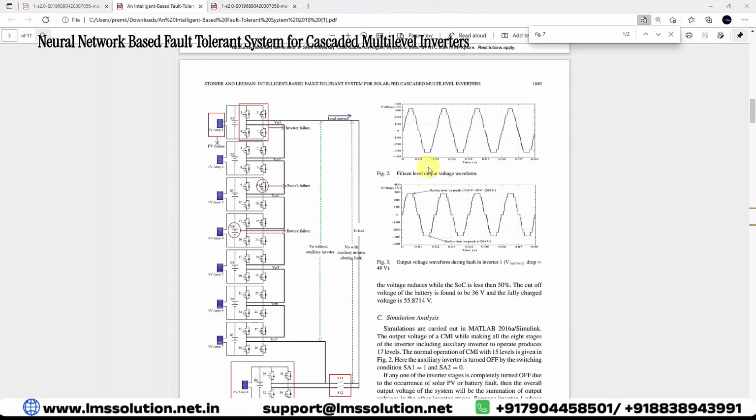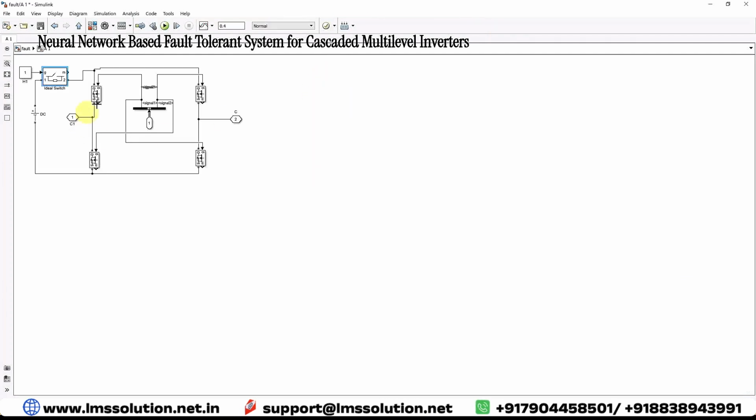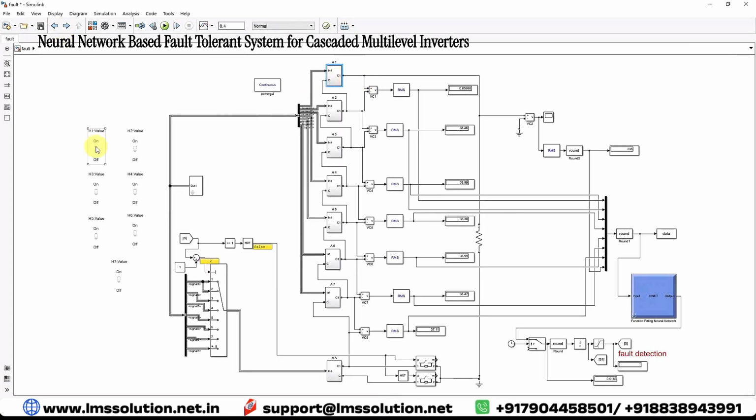Now how we are going to do that in MATLAB. This is the model created for the system. It consists of 7 H-bridges: A1, A2, A3, A4, A5, A6, and A7. Just click inside and you will see the H bridge. For fault creation, we are using an ideal switch connected with a constant. The constant equal to 1 means it is operating in normal condition. When the constant equals 0, there is a problem. For fault creation, the constant is connected with a toggle switch. When switched on and off, the fault will be created in the system.